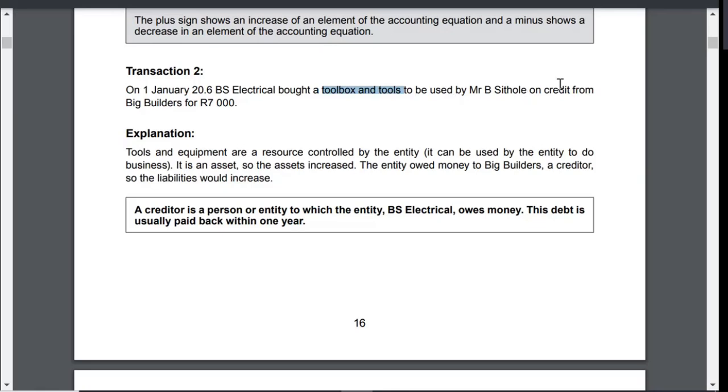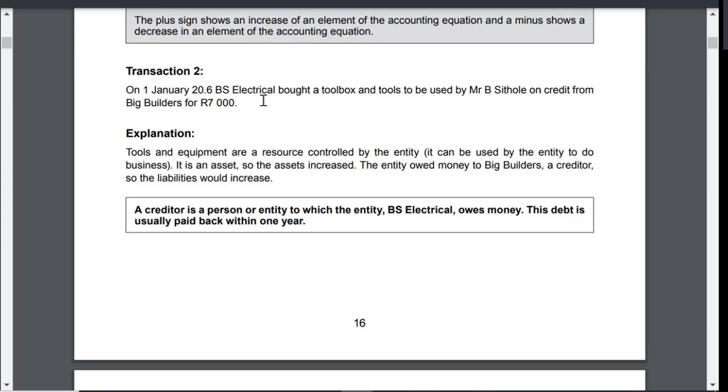And also you need to check, how was this bought? This was bought on credit. So BS Electrical owes Big Builders 7,000. So this is what? A liability. Yes. This is money that is owed to Big Builders by BS Electrical.